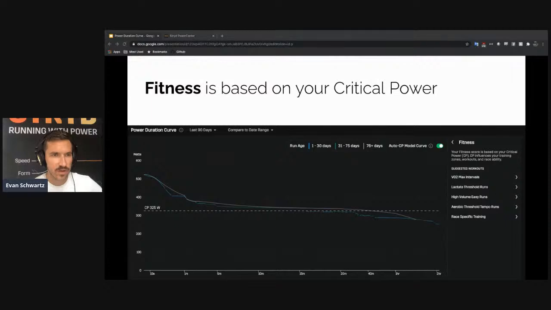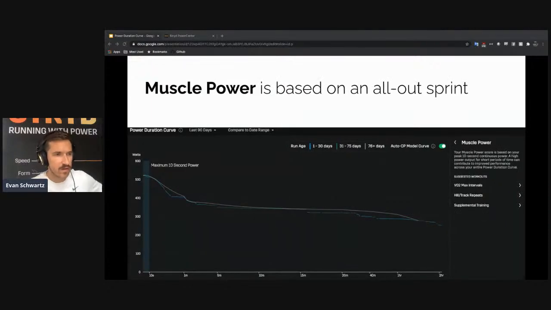So the next section here, we're going to talk about muscle power. This is based on your all-out sprinting ability, your all-out ability to supply power. So your muscle power score is based on your peak 10-second continuous power. A high power output for short periods of time can contribute to improved performance across your entire power duration curve. The suggested workouts for these types are your VO2 max intervals, hill and track repeats, and supplemental training. And if I were to click into these as well, I'd get some examples.